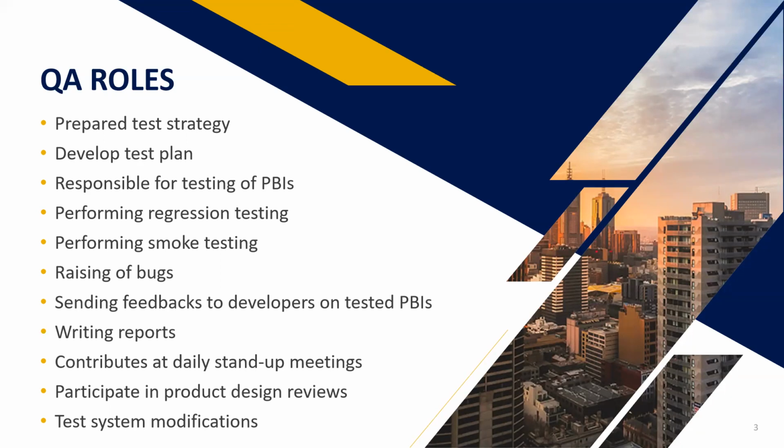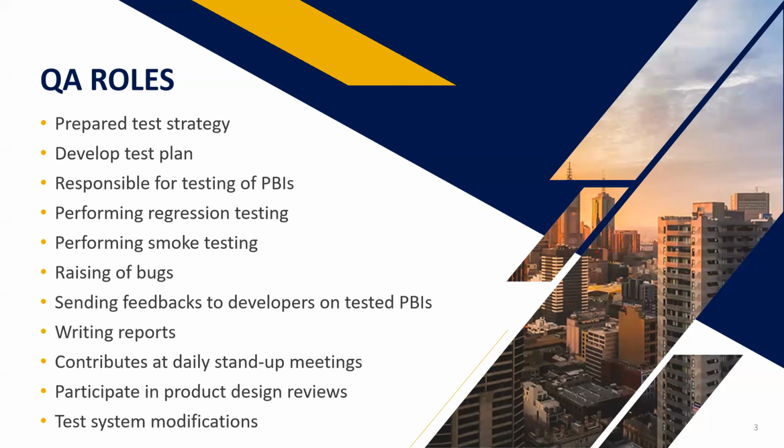As you can see now for the keyways, we have what we call test strategy, test plan that we have to develop. And then we are responsible for testing the PBIs. But for BA, they are responsible for creating the PBIs. All these things we have to change along the line. So it's always good to put the list of the roles you perform.